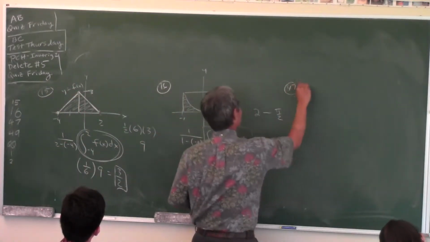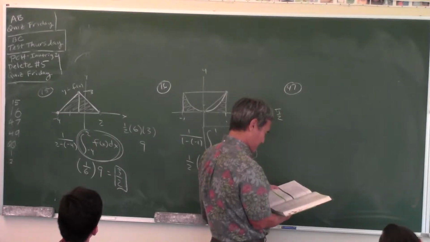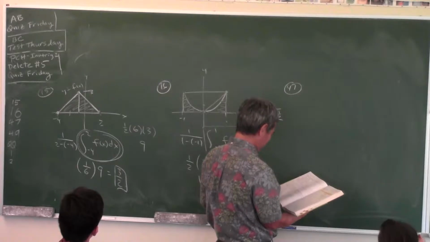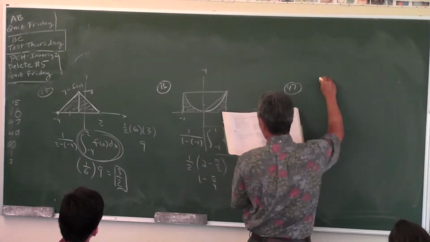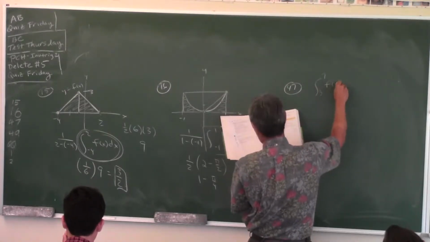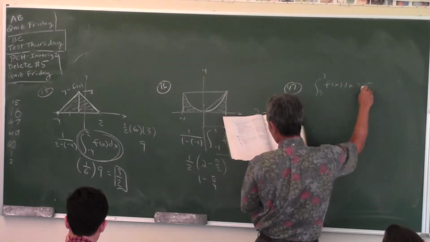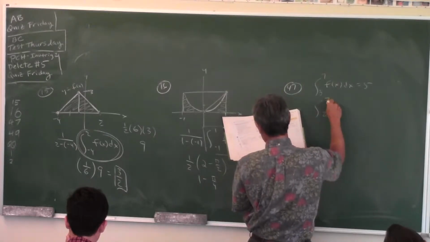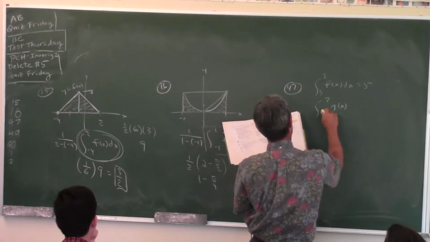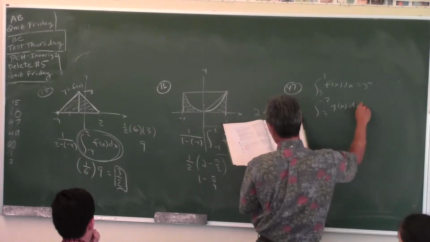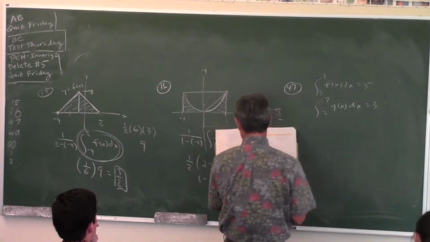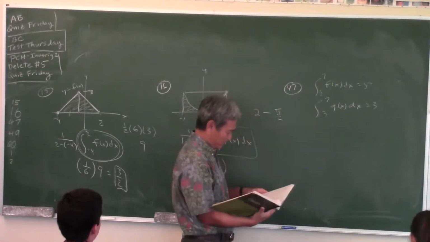47. Multiple choice. If the integral from 3 to 7 of f of x dx is 5, and the integral from 2 to 7 of g of x, or is it 3? It's 3. Equals 3, then all of the following must be true except, okay, I'm not gonna write these down. I'm just gonna look at these.